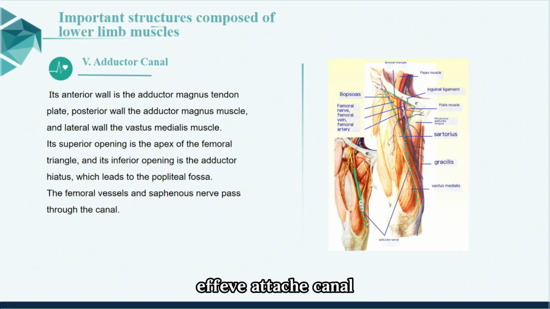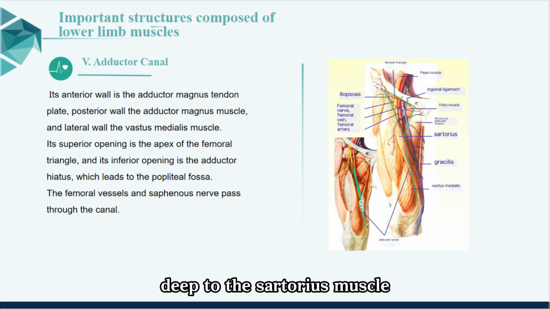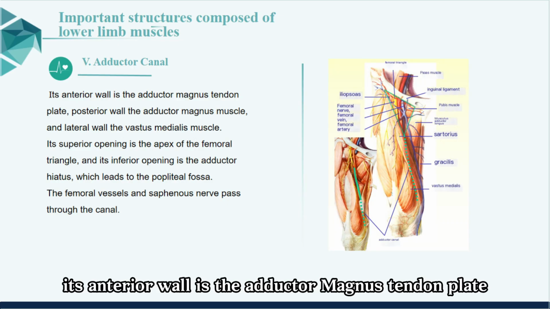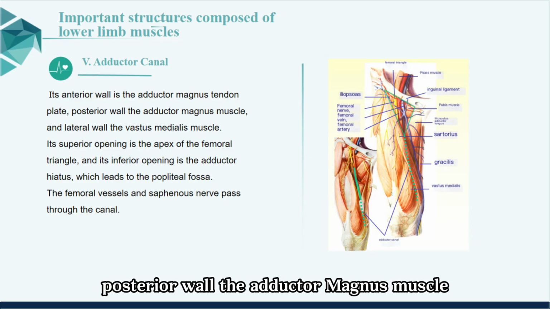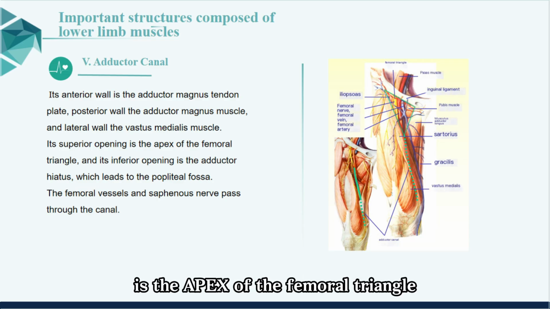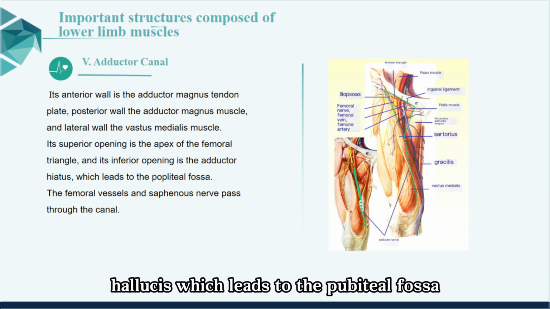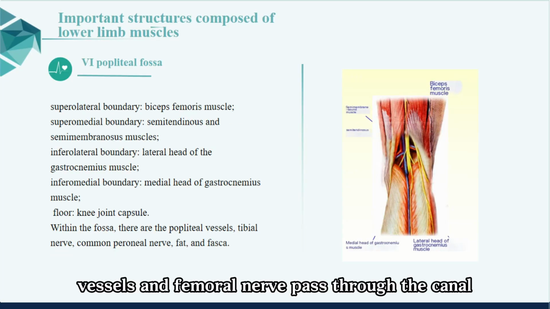5. Adductor canal. The adductor canal is located in the middle of the thigh, deep to the sartorius muscle. Its anterior wall is the adductor magnus tendon plate, posterior wall, the adductor magnus muscle, and lateral wall, the vastus medialis muscle. Its superior opening is the apex of the femoral triangle, and its inferior opening is the adductor hiatus, which leads to the popliteal fossa.